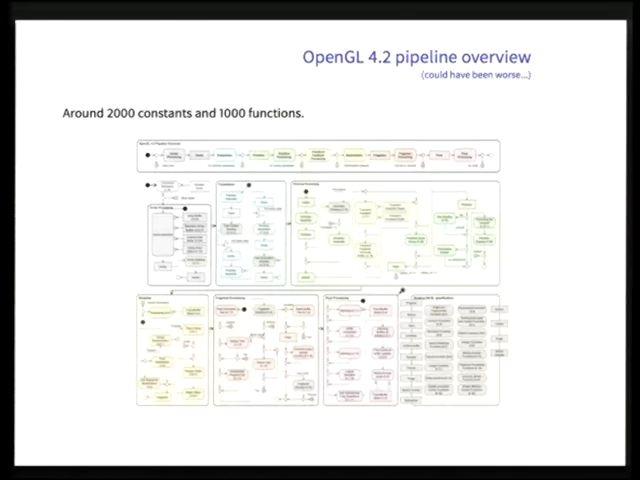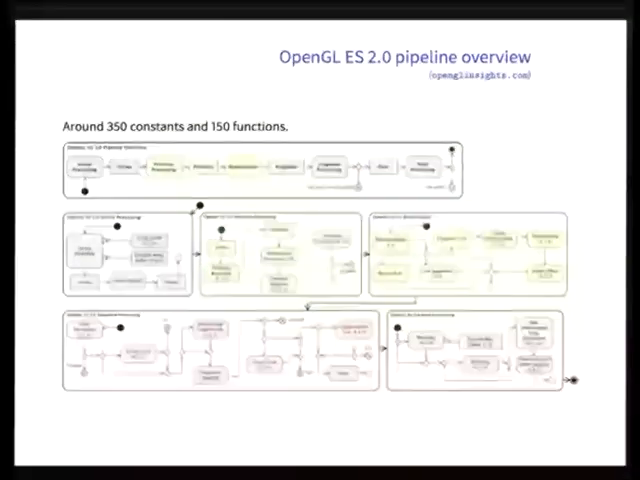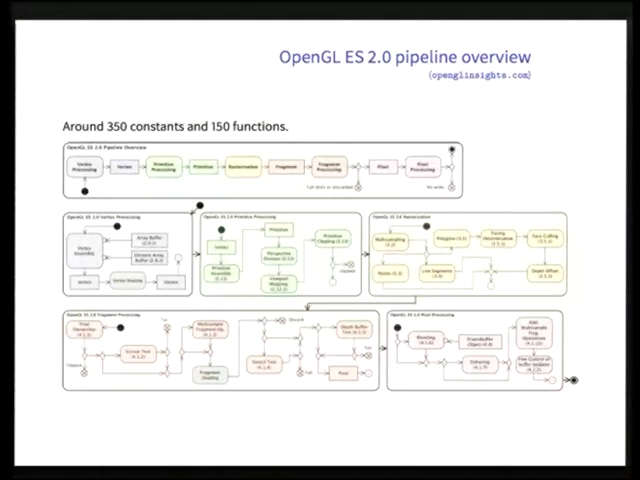So the decision was made on OpenGL ES 2.0 because, okay, this is a pipeline for OpenGL 4.2, and you have like 2,000 constants and 1,000 functions. So it's quite powerful, but it's quite complex to really exploit all the power. And OpenGL ES is only 350 constants and only a bunch of functions. So it's more tractable for us, and you can have your visualization on mobile platform or on WebGL because this is more or less the same.